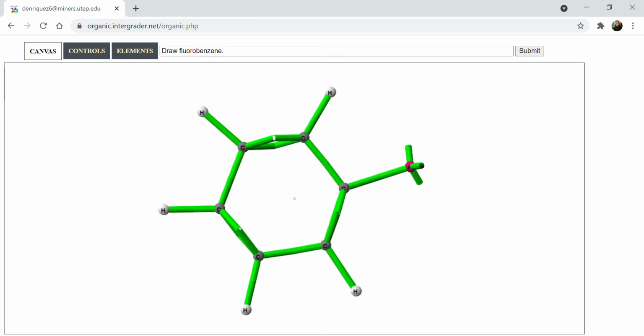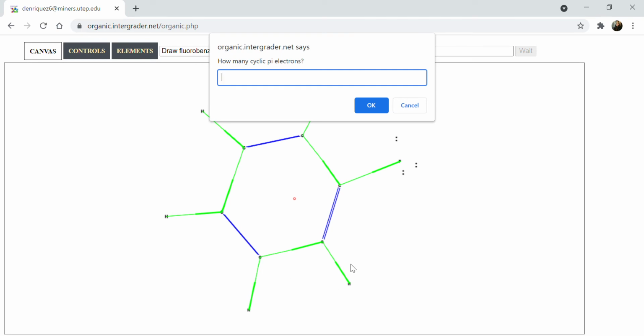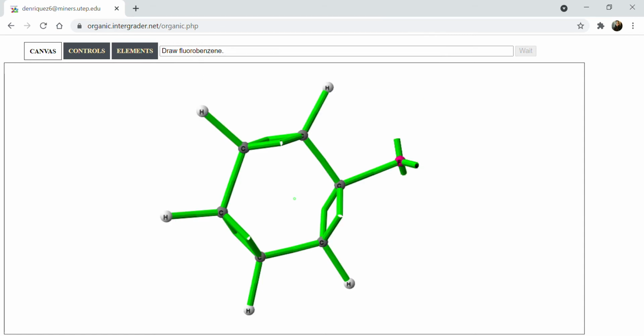Okay, I think we're going to be counting our cyclic pi electrons. So we're just going to count each of these blue lines. So 1, 2, 3, 4, and then 5 and 6. So 6.